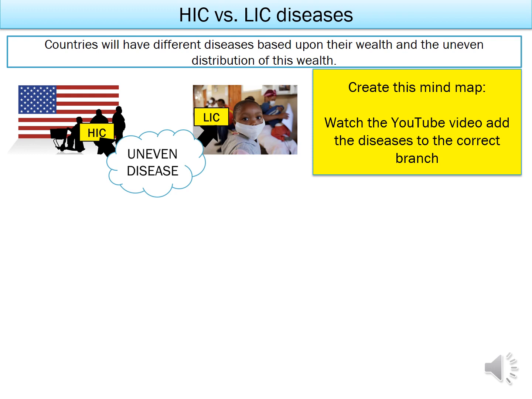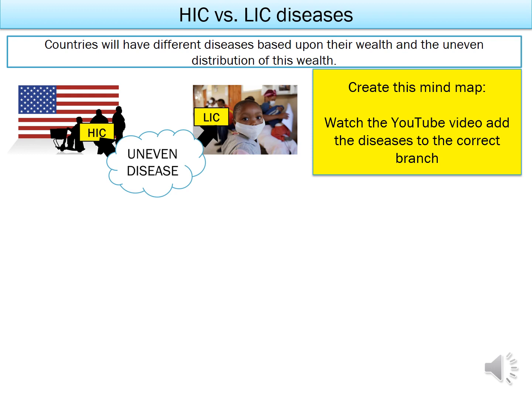Whereas your LIC countries, or your low income countries, these are countries that have low levels of healthcare. They may not have access to the medication they need to prevent diseases. They've got lower levels of education, so they haven't been taught about ways to protect themselves against diseases, and they will also make less money. So again, they'll have less money within the country, which makes them a lot poorer.